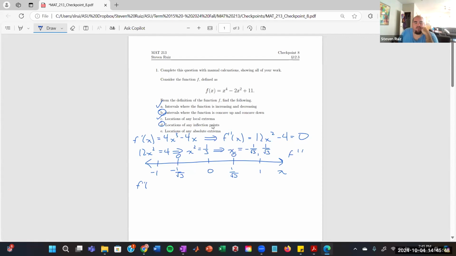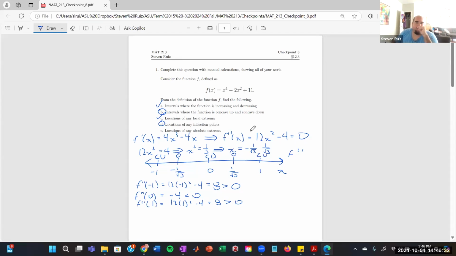So what is f double prime of -1? That'll be 12 times -1 squared minus 4. That's a positive number. So concave up at that place. f double prime of 0 is equal to, should be -4, right? That's the negative number, so I got concave down. So confirmed one inflection point because I went from concave up to concave down. Now what's f double prime of 1? F double prime of 1 is 12 times 1 squared minus 4. That's also equal to 8. So confirmed a second inflection point.